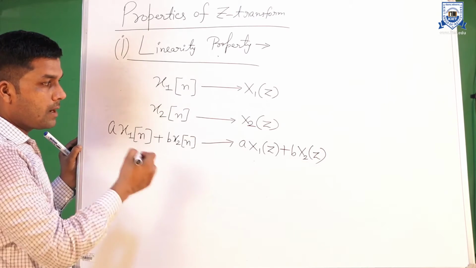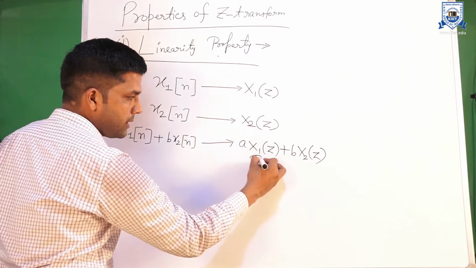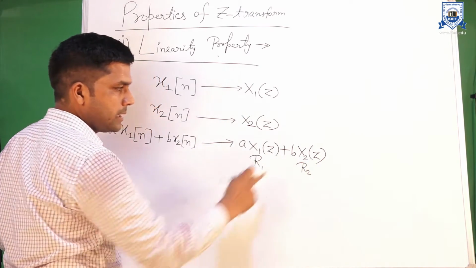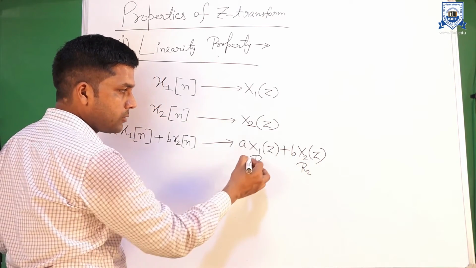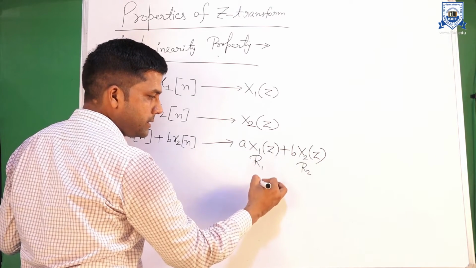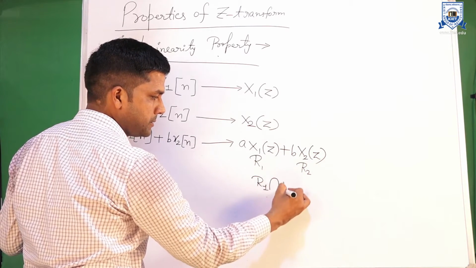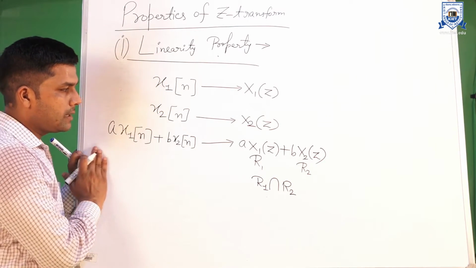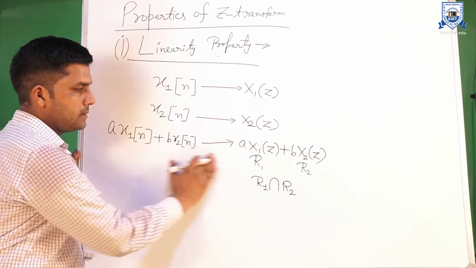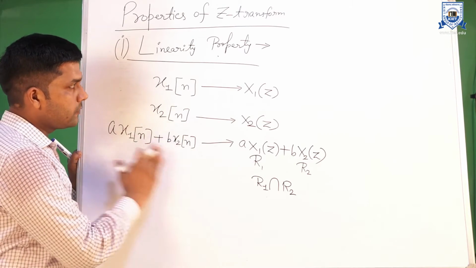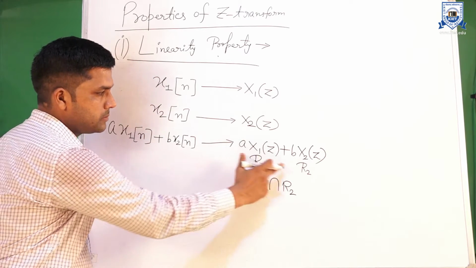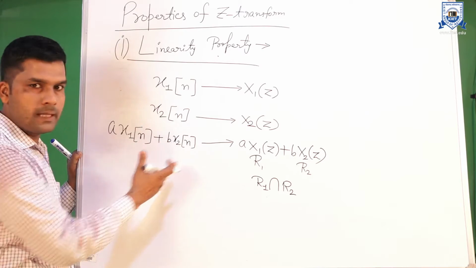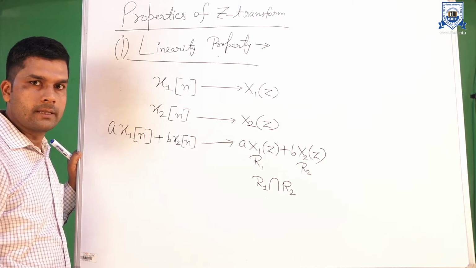If the ROC of X1(z) is R1 and the ROC of X2(z) is R2, then the ROCs should intersect each other. If they do not intersect, then we cannot write this. So for this property, the ROC of both sequences should intersect. Can we write it for three sequences? Yes, but the ROC should intersect.